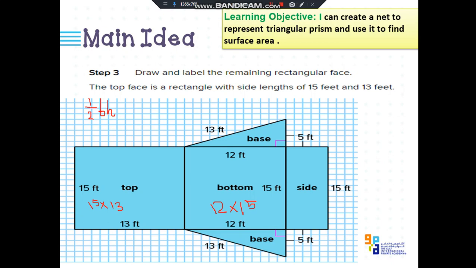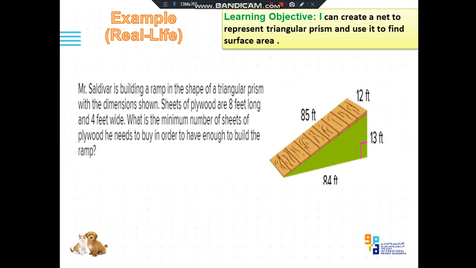So I need to find also the area for this side, and we know this side is also a rectangle. We are going to multiply the length by width. This area will be the same as this area because both triangles are the same, or I will call this congruent. Then find the area of all. Adding together, it will give you the surface area.